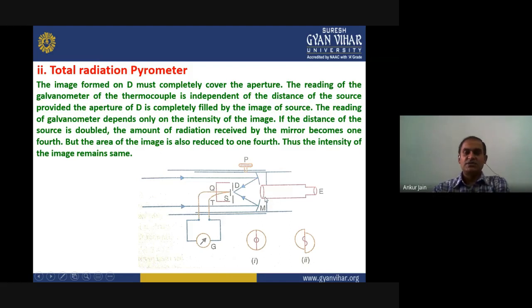If the distance of the source is doubled, then the amount of radiation received by the mirror becomes half. It is a direct relation. Sorry, not half, the amount of radiation received by the mirror becomes 1/4. But at the same time, the area of the image formed by D will also be reduced to 1/4. That means they will balance each other. So the intensity of the image remains the same because of this fact. This is all about our total radiation pyrometer: its working principle and construction.